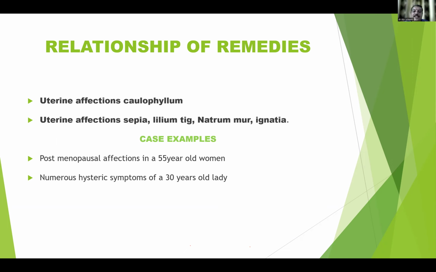Uterine affections, like Sepia, Lilium tigrinum, Natrum muriaticum, Ignatia, have a lot of similarities. Here we don't go into the differences because of time. So please remember, study these remedies closely together.